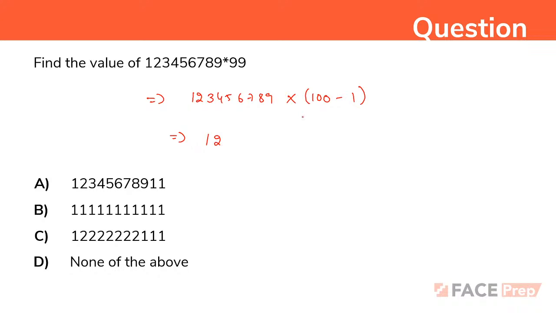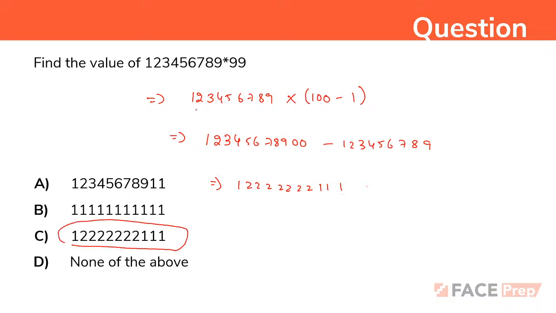So if I multiply that with 100, that becomes 123456789 double 0 minus 123456789. Okay, so if you calculate this, you will be getting the value as what? Exactly, so you'll be getting the value as 1, then 7 twos, then 3 ones. So basically you'll be getting option C.